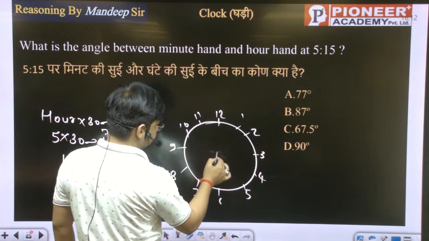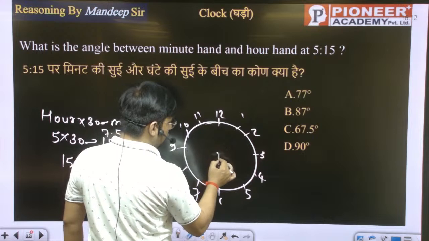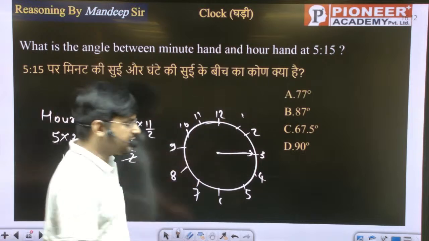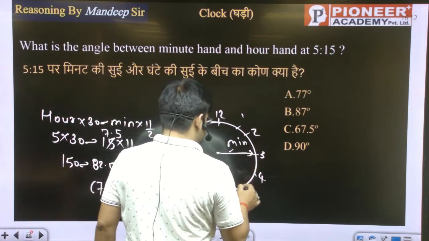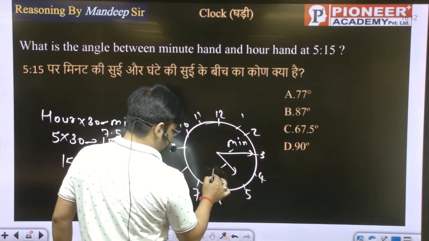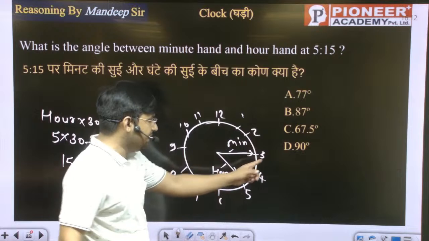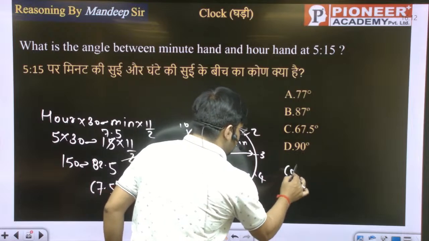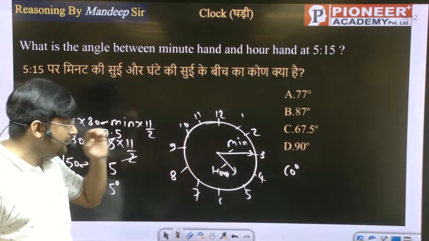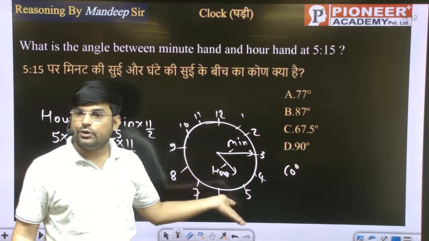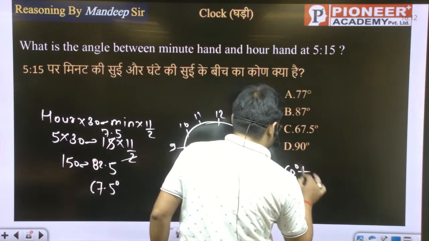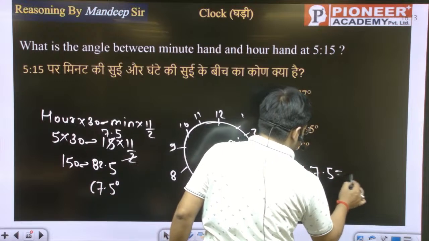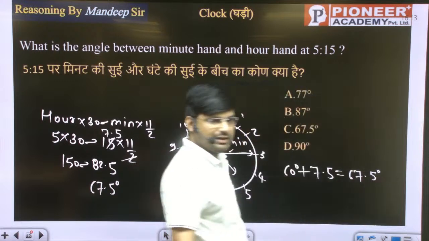5:15. If the clock is showing 5:15, then the minute hand is at the place of number 3. And let's suppose the hour hand is at number 5. How many degrees between the minute hand and hour hand? 3, 30 and 30. It's 60 degrees. And in this condition, the minute hand is before the hour hand, so we will do plus. We'll do plus. How many degrees? Half of the 15, 7.5. It's 67.5. It's easier than this.